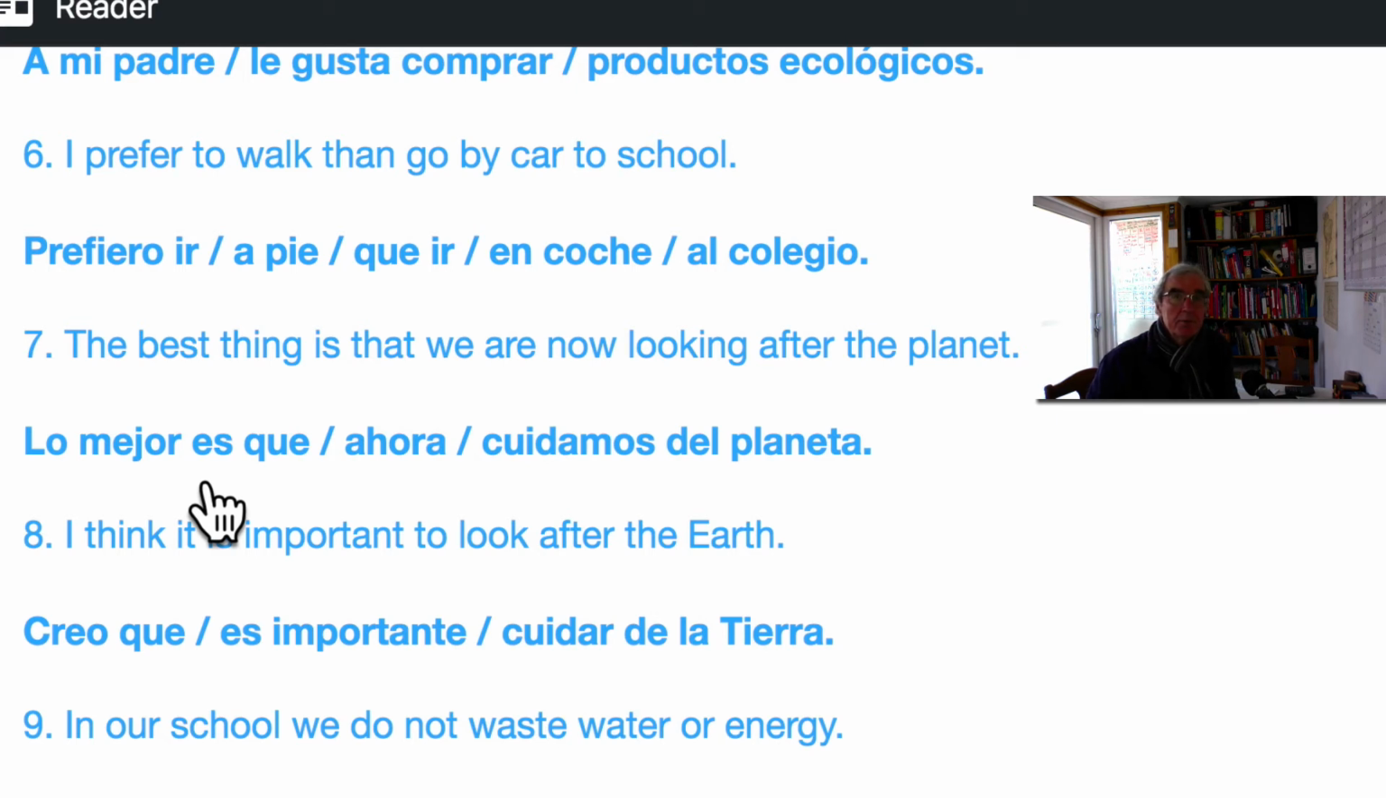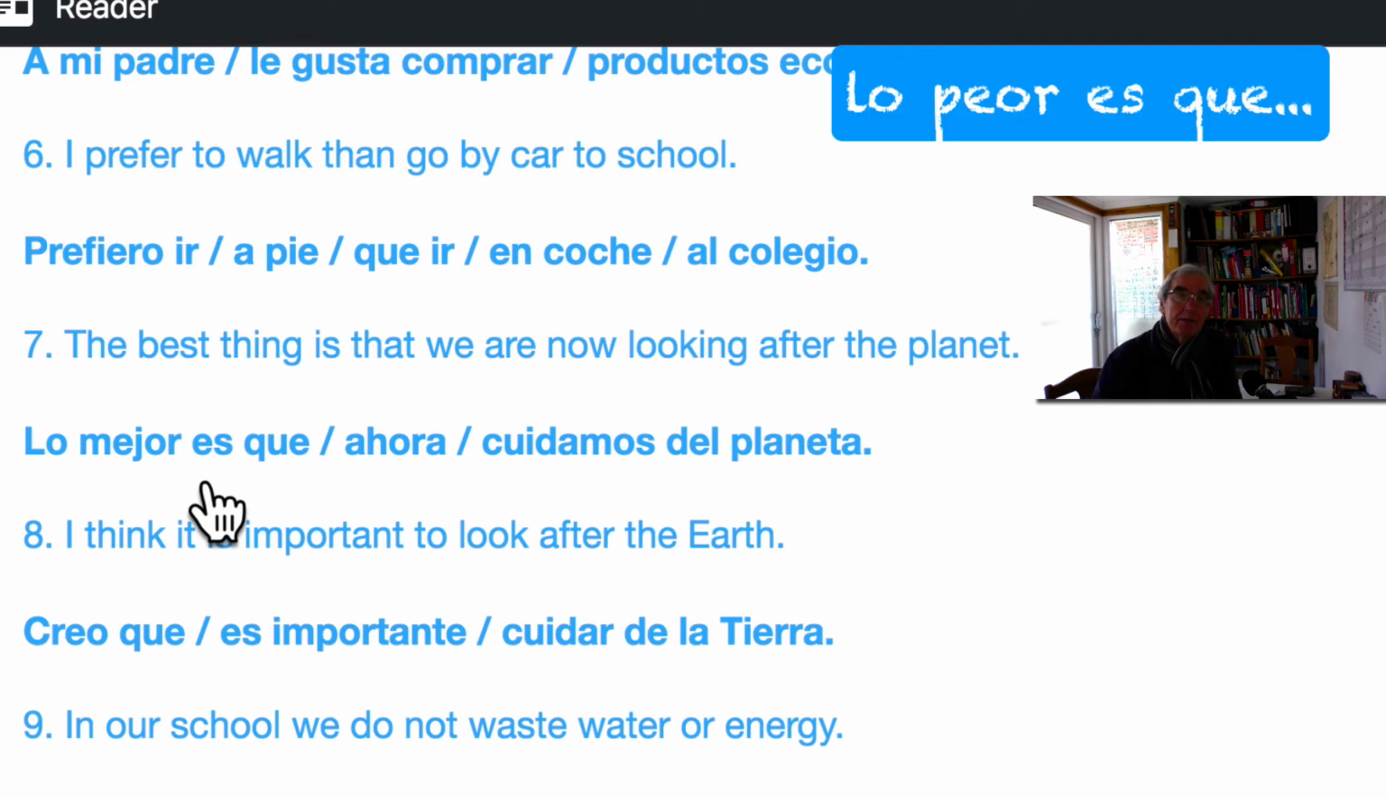But as another tip, what's the opposite of lo mejor es que? Sometimes doing opposites is a great way of learning vocab. Absolutely. John and Juanita and Rosita, you've got that right. So, lo mejor es que, it's the best thing. Lo peor es que, the worst thing is, and that's the opposite there. Try and lock that one away.